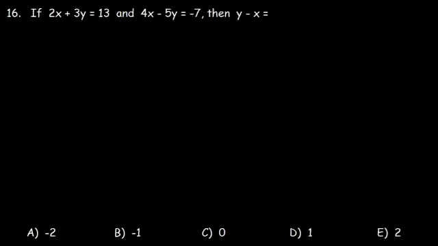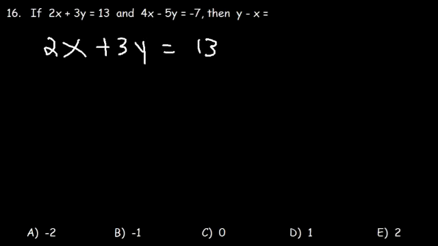16. If 2x plus 3y is equal to 13 and 4x minus 5y is equal to negative 7, then y minus x is equal to. So this problem is similar to the last problem. So let's use elimination to solve it. But let's line up the two equations. So 2x plus 3y is equal to 13.